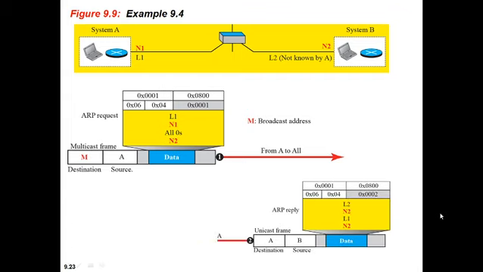All the nodes in the network receive this packet, and the intended one, that is system B, identifies its IP address, and sends an Address Resolution Protocol reply packet by adding its logical link address. So this is unicast communication. A will receive this packet and starts communicating directly.